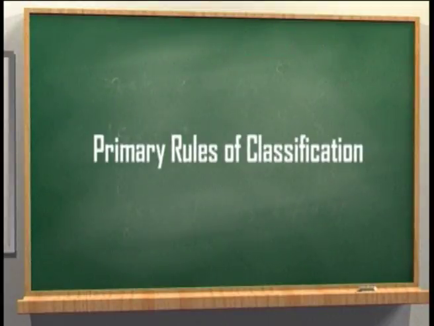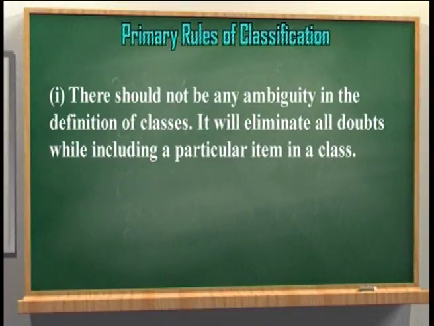What are the primary rules of classification? In quantitative classification, we classify data by assigning arbitrary limits called class limits. The group between any two class limits is termed a class or class interval. The primary rules of classification are: there should not be any ambiguity in the definition of classes. It will eliminate all doubts while including a particular item in a class.